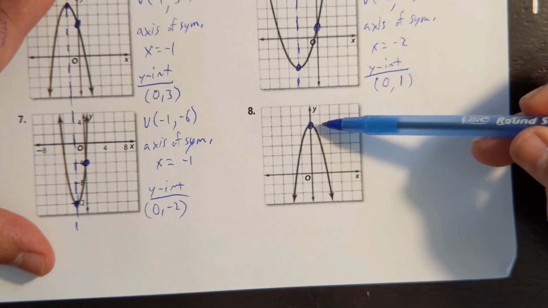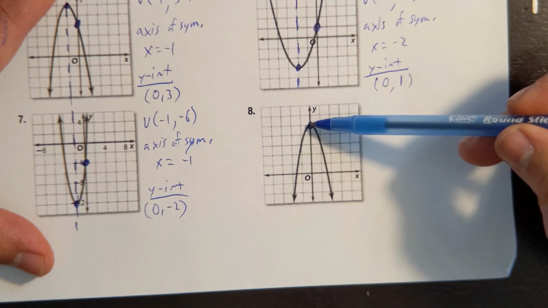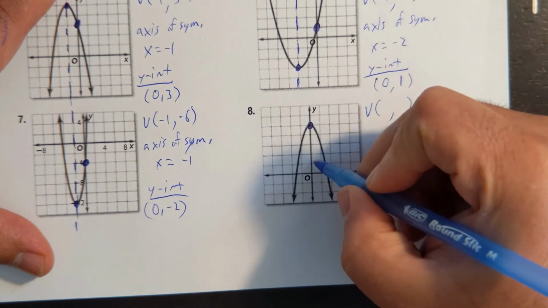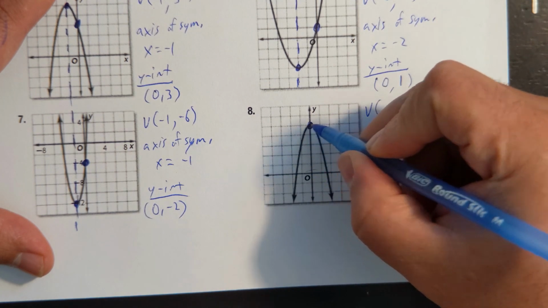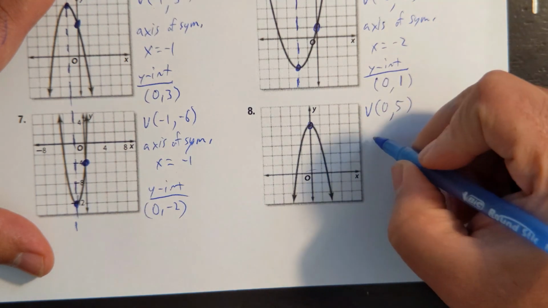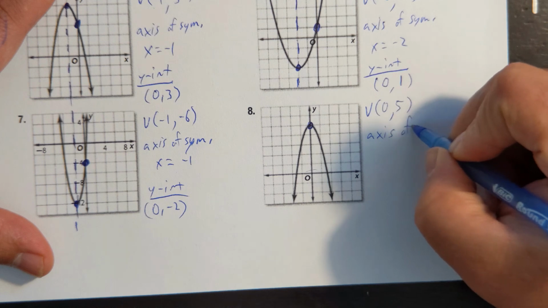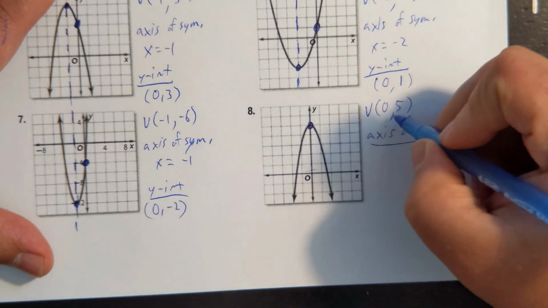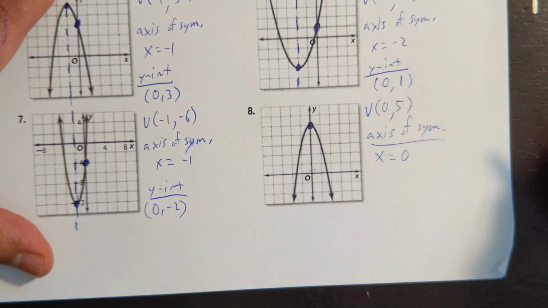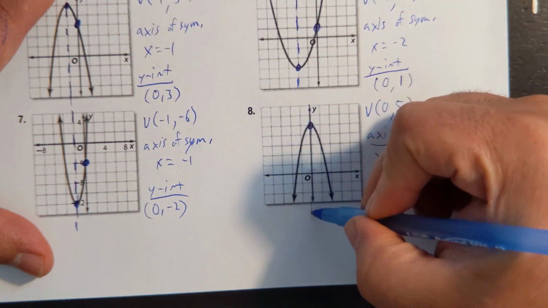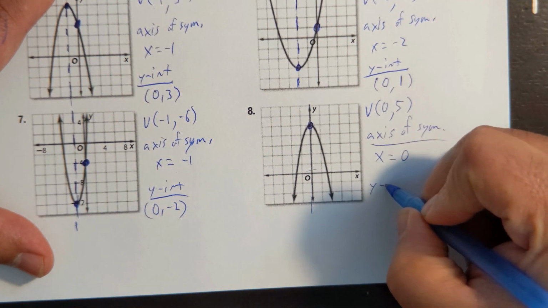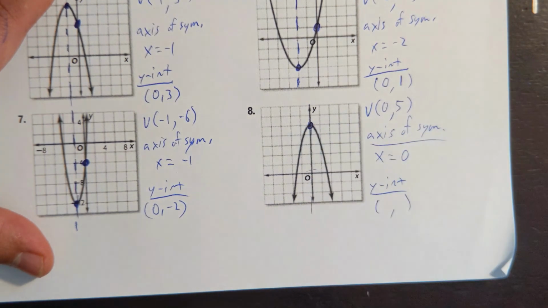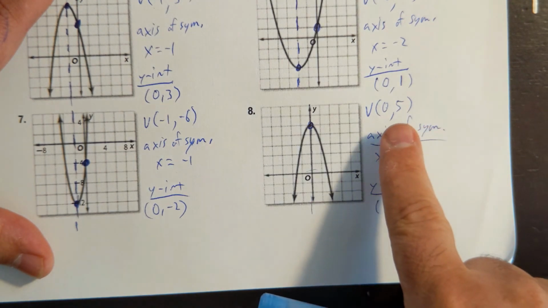This example would be a maximum because it doesn't go above that vertex, it just falls back down afterwards. But your vertex coordinate, x is 0, y is 1, 2, 3, 4, 5. Your axis of symmetry, you would have the x value, which is still 0 because it's right there. And then your y-intercept would be the coordinate where it crosses the y-axis, which on this example is actually the vertex again.